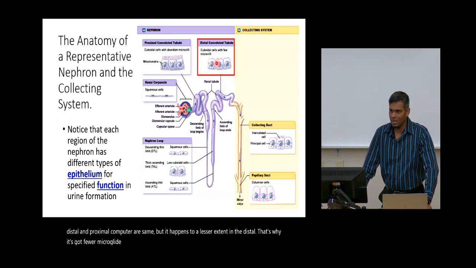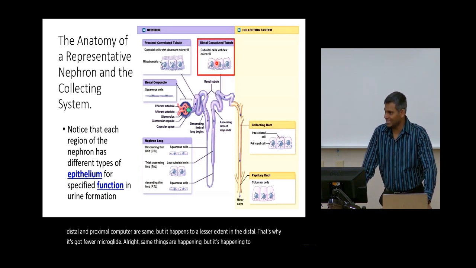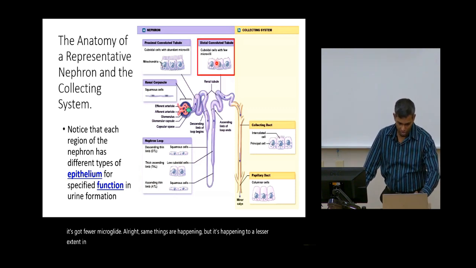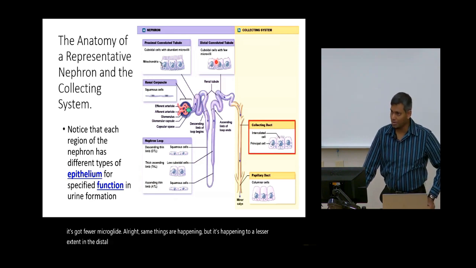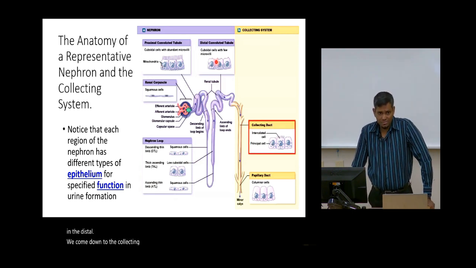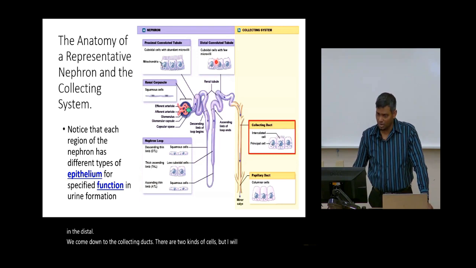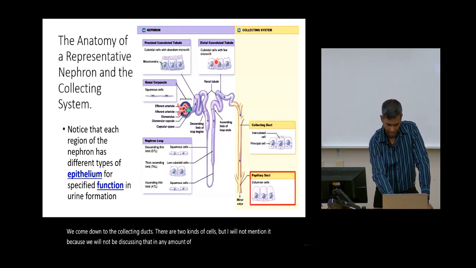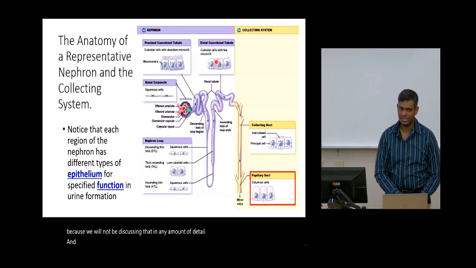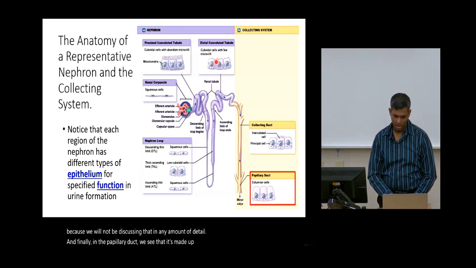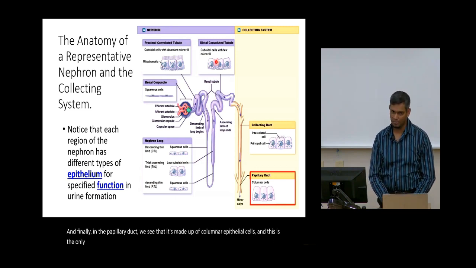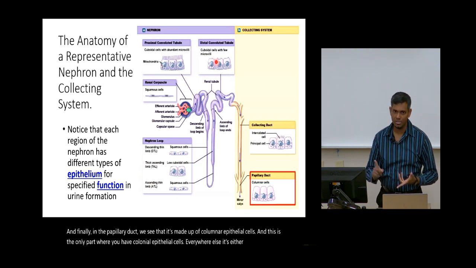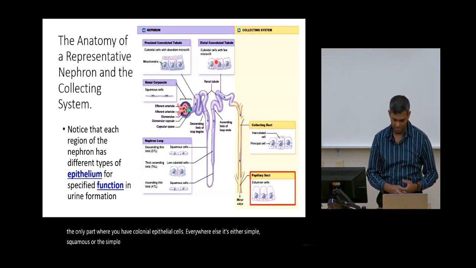Same things are happening, but to a lesser extent in the distal convoluted tubule. We come down to the collecting ducts. There are two kinds of cells, but I will not mention them because we will not be discussing that in any amount of detail. And finally, in the papillary duct, we see that it's made up of columnar epithelial cells, and this is the only part where you have columnar epithelial cells. Everywhere else it's either simple squamous or simple cuboidal epithelial cells.